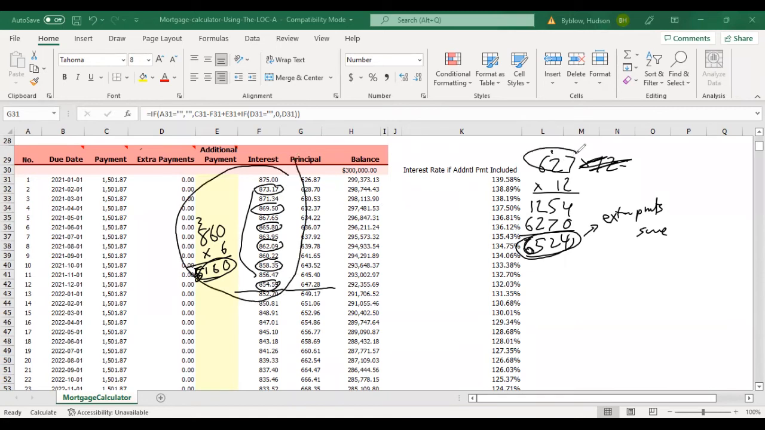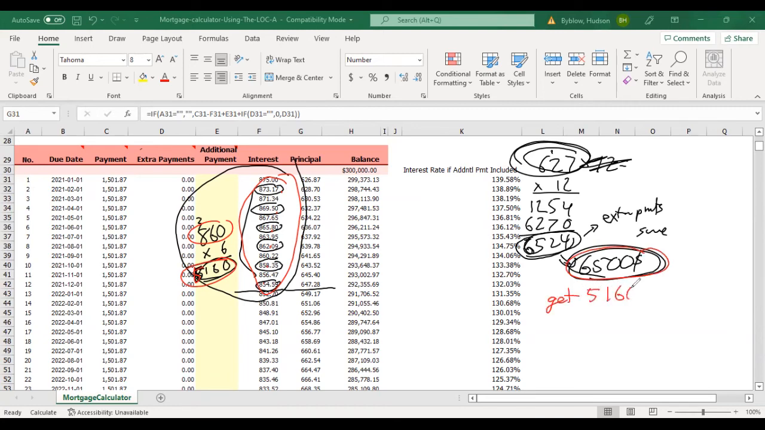If we were to pay $627 per month extra, which means a principal double up, that would cost us an extra $6,500 over the year. That's all it would cost. But the amount of money saved would be all this. I just rounded it to 860 times 6, which is 5,160. So you would spend $6,500 and get back effectively 5,160.